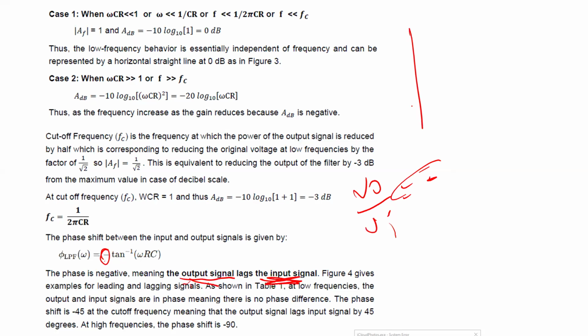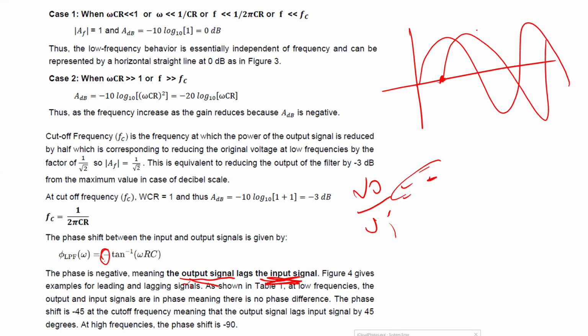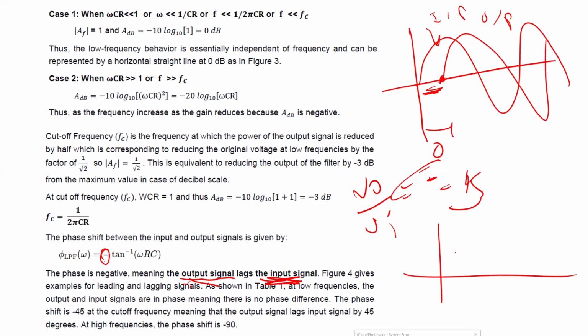That means what you should see, if the input is this way, the output should lag, come after. So if this is the input, this is what the output is, it should lag. In the very beginning, this angle is 0. After that it should be negative 45, so you should see 45. After that it should be negative 90. You know what negative 90 looks like? It looks like here is 90.